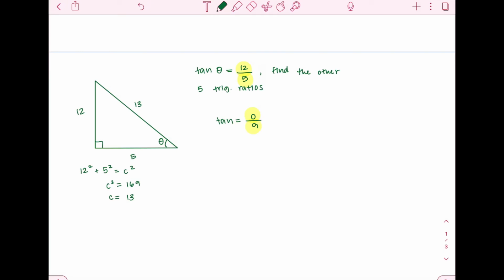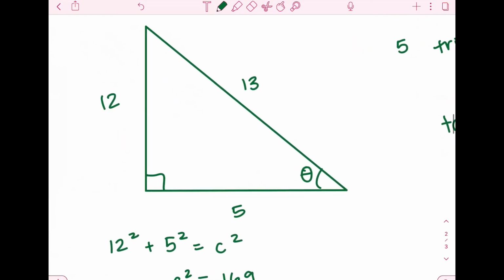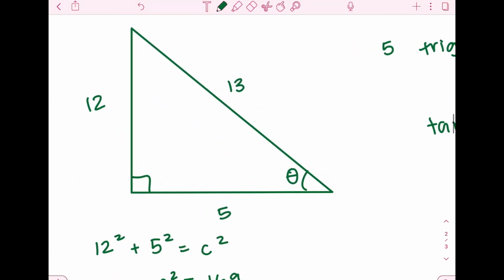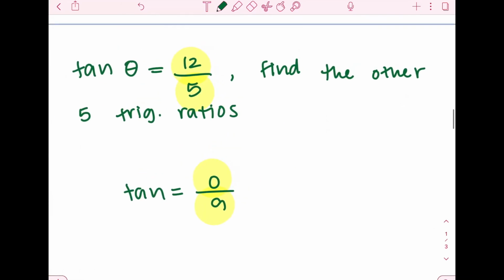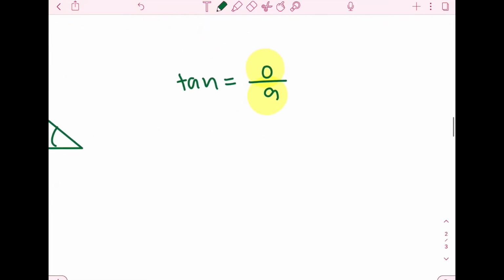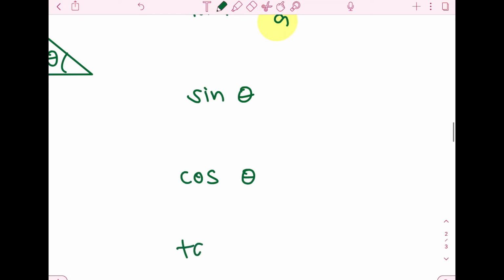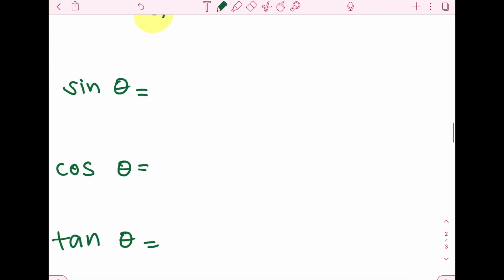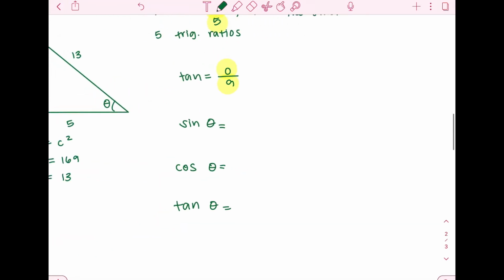Anyways, so we are given now that the hypotenuse is 13. So we have all 3 side lengths of the triangle. So now we can solve for the other 5 trig ratios. So I'm going to set this up again with our sine theta, cosine theta, and we already know our tangent, but I will still write it out here in case. And then our cosecant theta, secant theta, and cotangent theta.